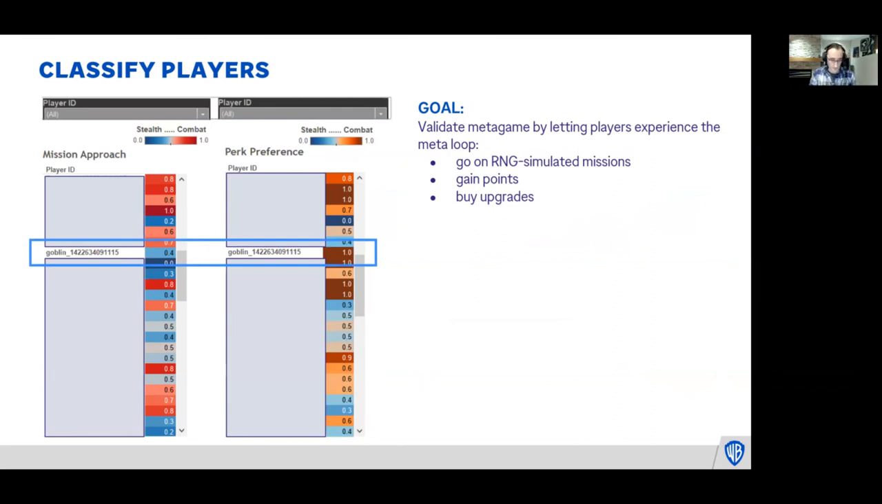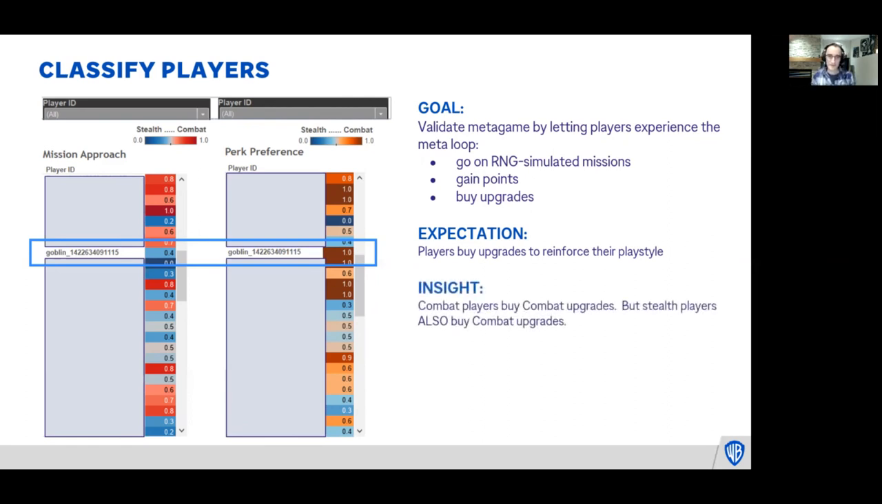And so we just looked at which stealth or combat option people chose. There were many missions, so we looked at the average. And then we also looked at what upgrades they chose. Interestingly, we'd expect people to buy upgrades to reinforce their playstyle. If they choose to go stealth, they buy more stealth upgrades. They're more successful in stealth, and yeah, that makes sense. Except that that's not what was happening.